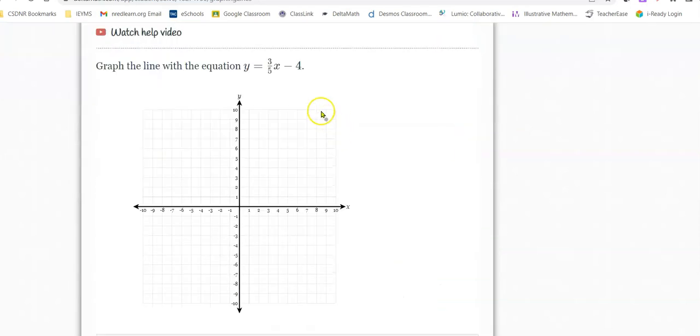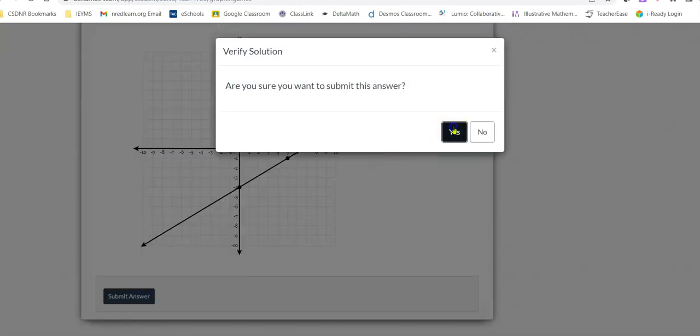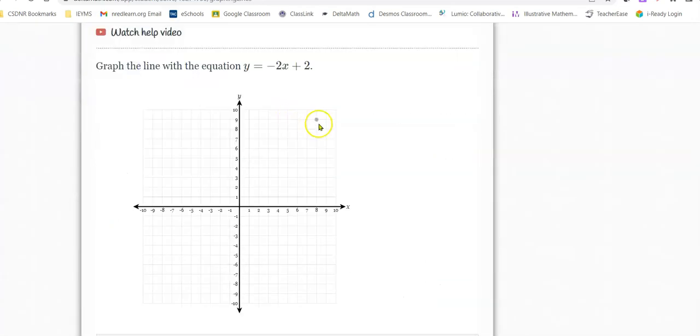Let's do that one more time. Start at the y-intercept, -4, and follow the rise and run. 1, 2, 3, then the denominator is 5. Positive 5 is to the right. 1, 2, 3, 4, 5. Click again. Let's try another one.